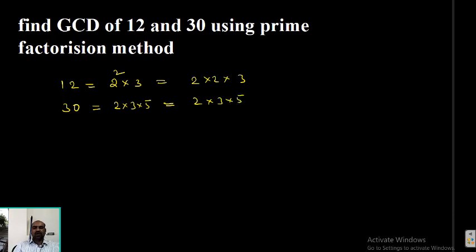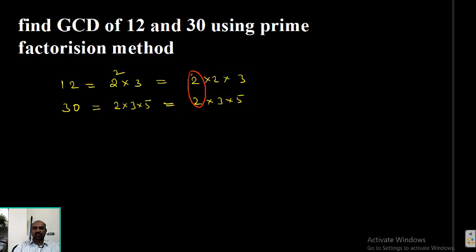Now, what does this method say, how can you find it? First of all, you want to identify the common prime factors. Next, we identify the common prime factors. 2 is a factor of 12, this 2 is a factor of 12, as well as this 2. So, these 2s can be paired.